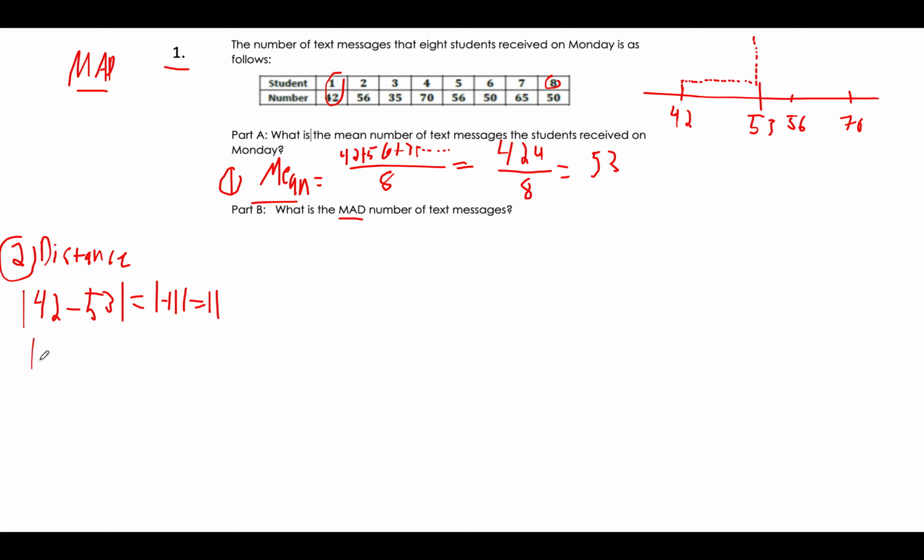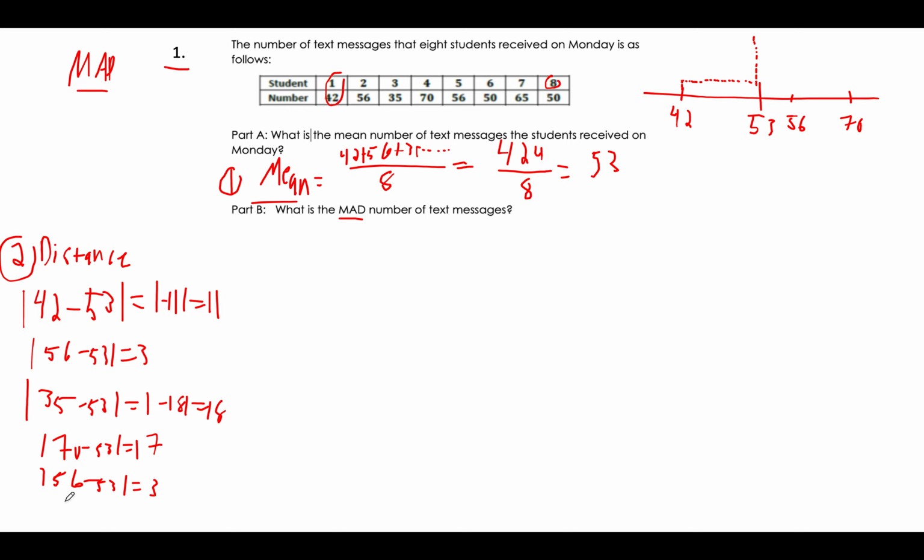Our next point, 56, is going to be 56 minus 53, absolute value of that. That's just going to give us 3. Our third point is 35 minus 53. Take the absolute value of that. It's going to be the absolute value of negative 18, which just gives us 18. Our fourth point is going to be 70 minus 53. That's going to give us 17. We have 56 minus 53. That gives us 3. 50 minus 53. That also is going to give us 3.